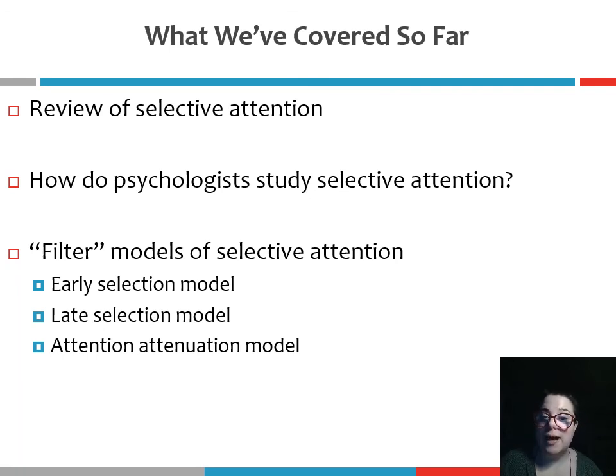And the last model we talked about attempted to preserve cognitive economy by suggesting that both the attended channel and the unattended channel pass through the filter, but information in the unattended channel is only passed through at a weak strength relative to information in the attended channel, and only information that is of personal significance to the listener will be easily detected by the attentional system. Okay, so that concludes our discussion of the filter models of selective attention.